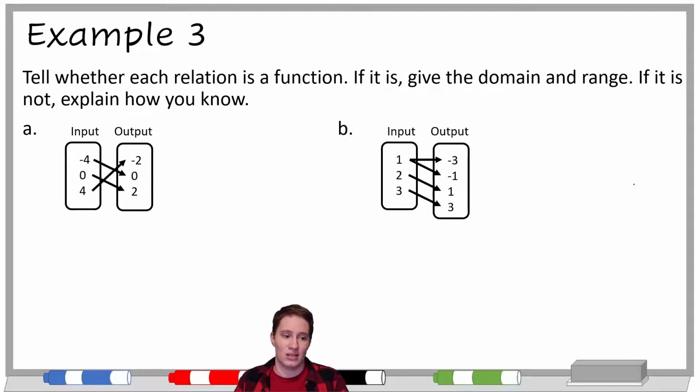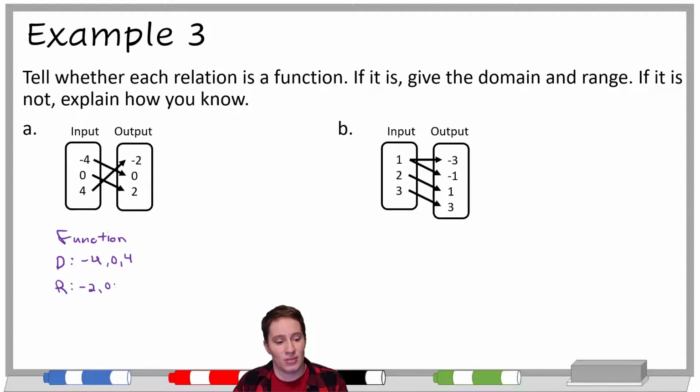So on A here, -4 has one arrow showing where it's going. So it has one answer of 0. 0 has one answer of 2. 4 has one answer of -2. And I can tell that because they each have one arrow headed out from them. So this is a function. And the domain is just the inputs. And the range is the outputs.